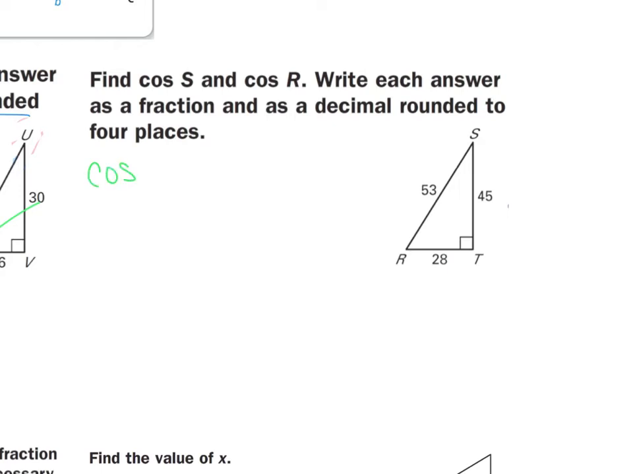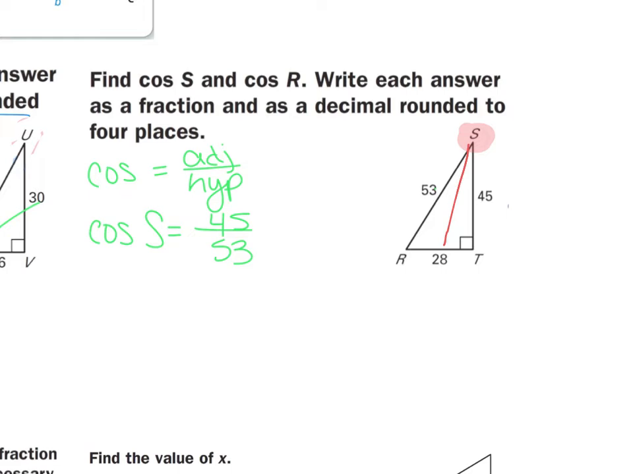So cosine is, remember, adjacent over hypotenuse. So we're going to do the cosine of angle S is going to equal, if we're talking about S, let's draw to find our opposite side. So our opposite side would be right here. We don't want that one. We want the adjacent side. So that would mean 45. So 45 over my hypotenuse is 53.